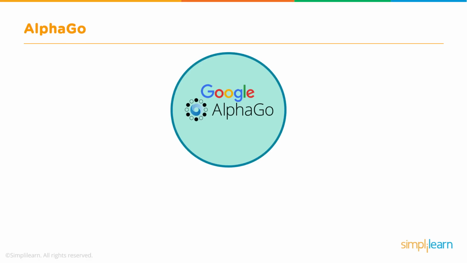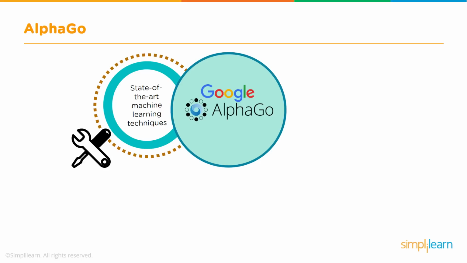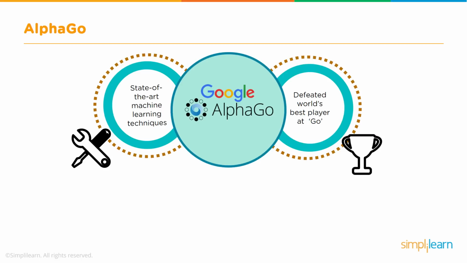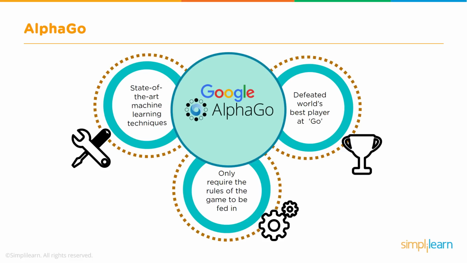AlphaGo is an artificial intelligence system that was created by DeepMind Technologies on the basis of state-of-the-art machine learning techniques. AlphaGo defeated the world's best player at the complicated game of Go. The latest version of AlphaGo, which is called AlphaGo Zero, only requires scientists to input the rules of the game for the system to be able to play on its own. This is different from the previous situations where each of the move patterns had to be input into 40 processors for the system to be able to play the game.